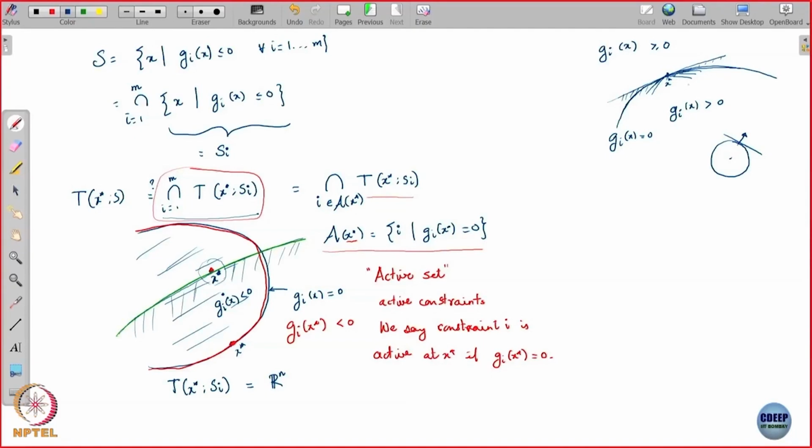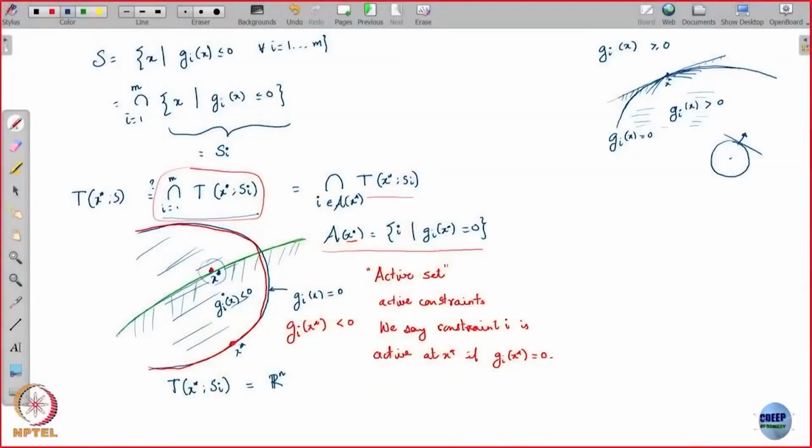Now, where would the gradient at x star point? This region here has g_i(x) strictly positive, and as you get to the boundary, g_i(x) has become 0. The gradient should be pointing in the direction of increase of the function. So, the gradient of g_i at x star will be normal to this boundary and pointing inwards. This is where you would think the gradient would be. So, this here would be the gradient of g_i at x star.